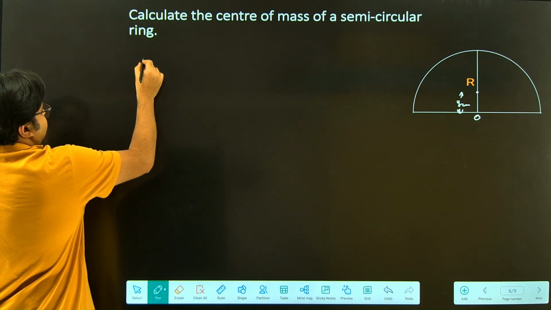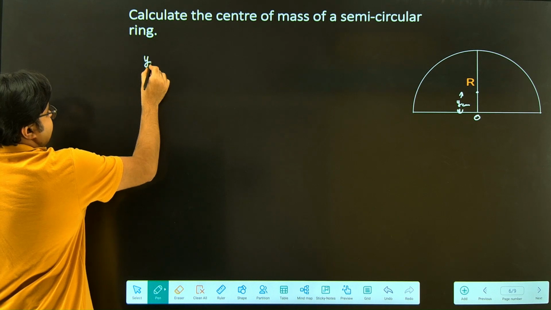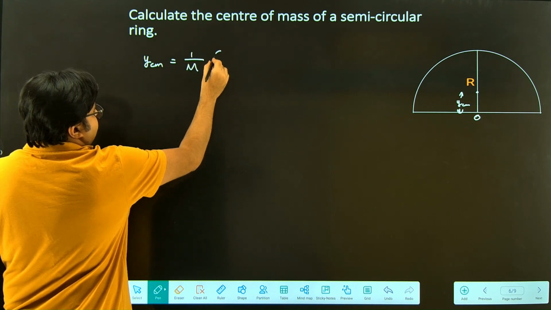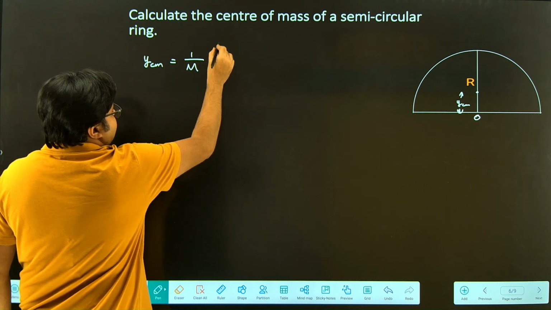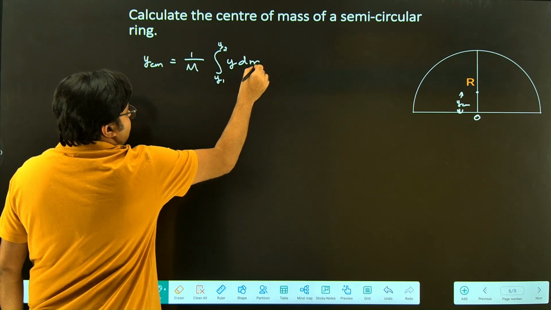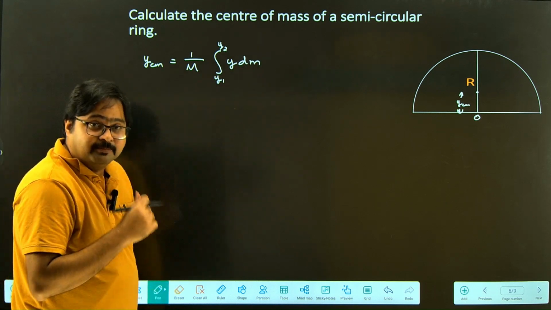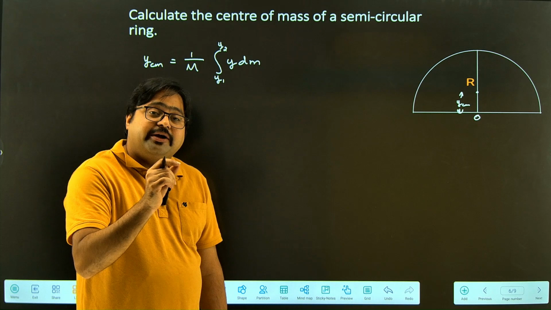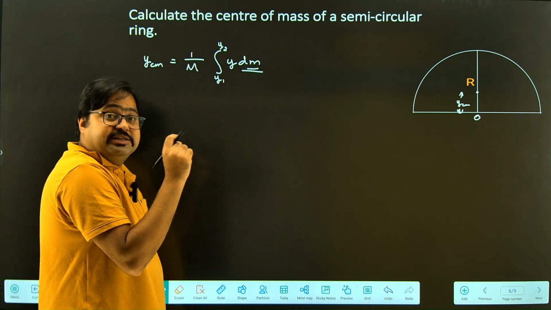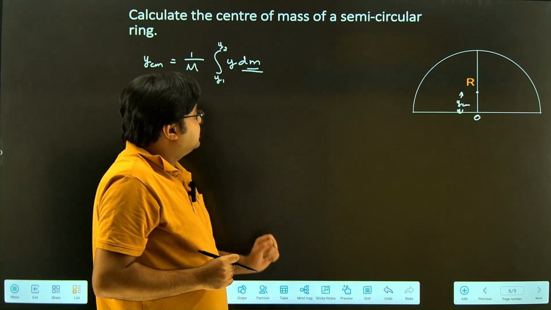We'll write the formula. The formula is that YCM is equal to 1 by m into the integral of y1 to y2 of y dm. Now the question is, what is y? Y is the y coordinate of this mass dm. Y is the y coordinate of that mass dm.